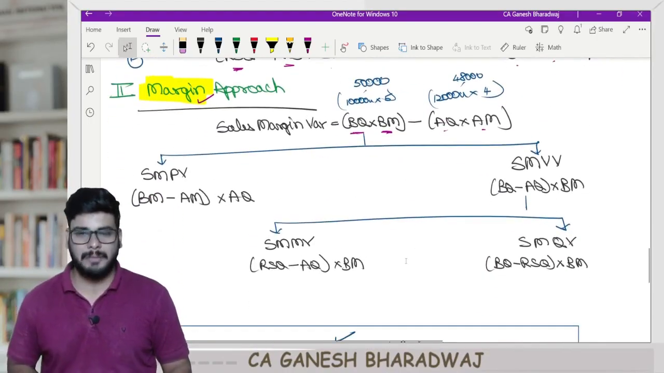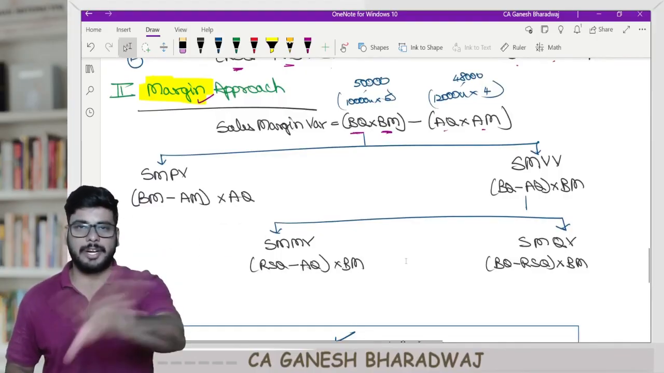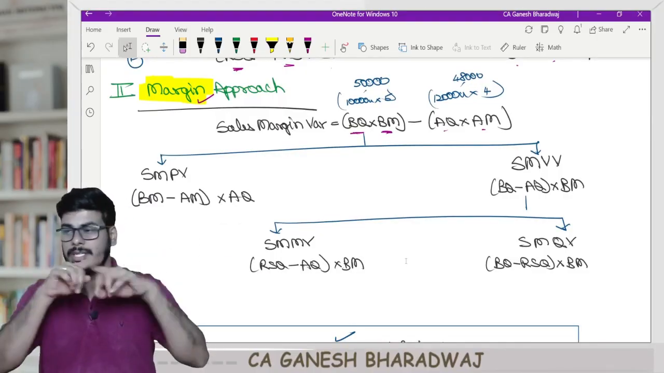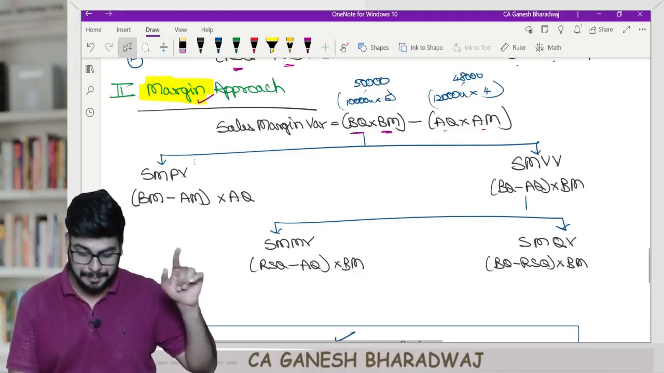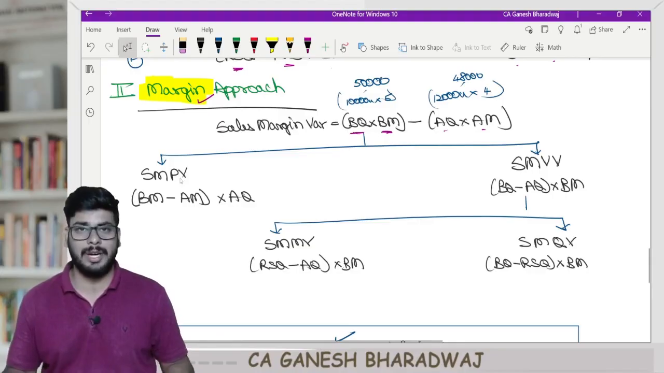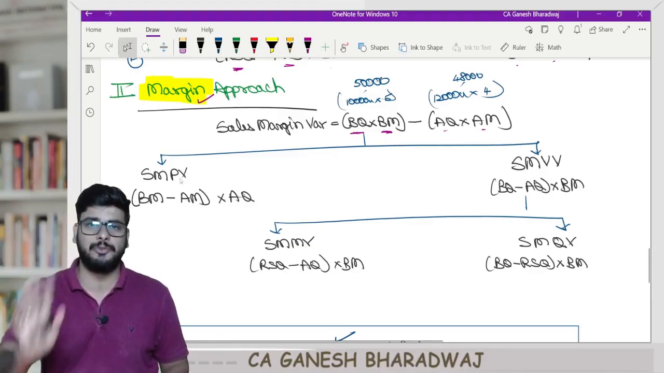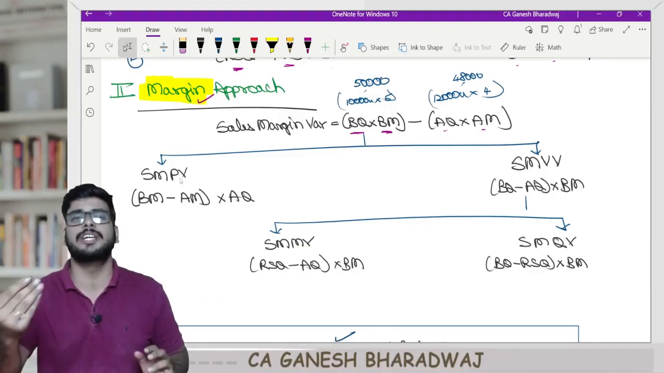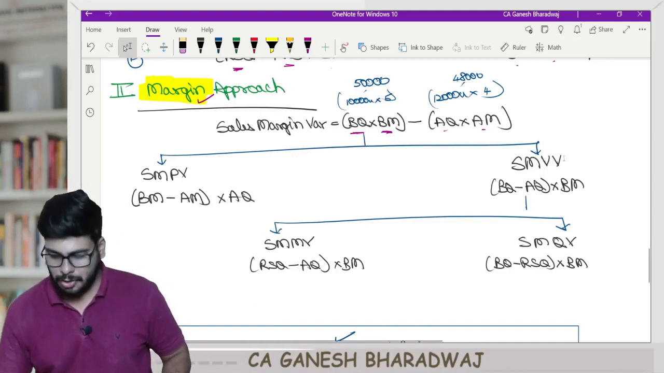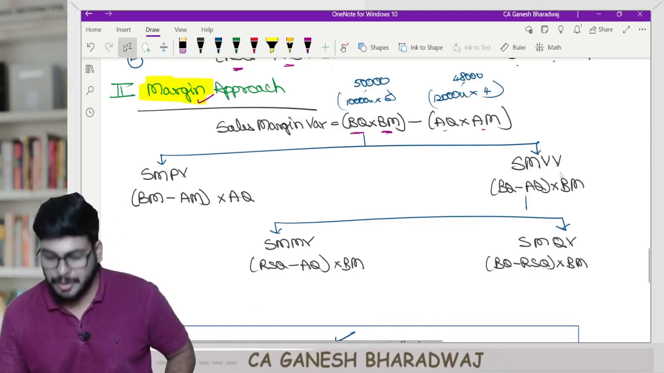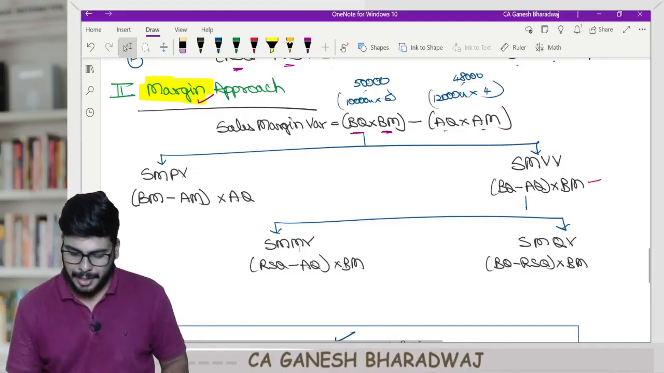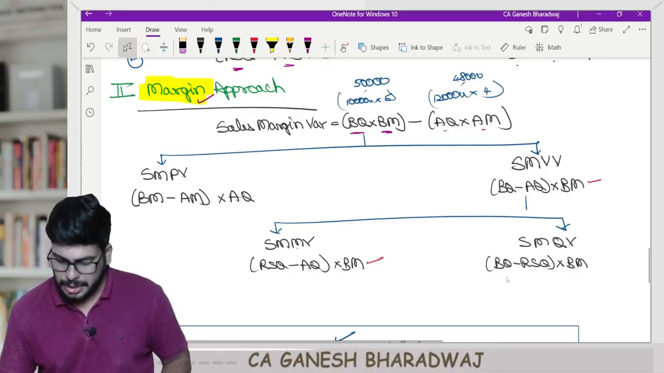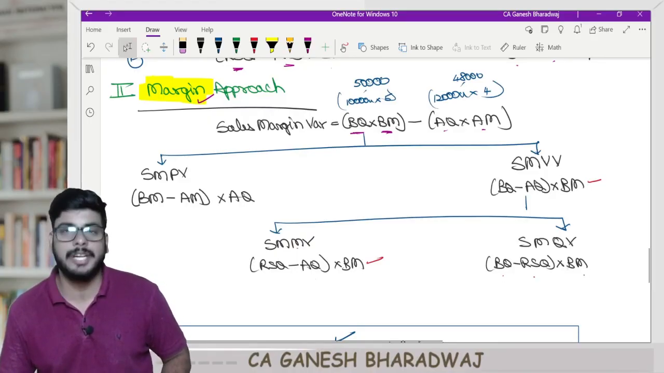So now what is your sales margin variance? It's going to be budgeted quantity into budgeted margin minus actual quantity into actual margin. Classified into two, segregated into two. Sales margin price variance. What is it? Simple. Instead of price, you put margin. Budgeted margin minus actual margin into actual quantity. On this side, it's going to be sales margin volume variance, budgeted quantity minus actual quantity into budgeted margin. Now further classified into mix and quantity variance. Revised standard quantity minus actual quantity into budgeted margin. Here it's going to be budgeted quantity minus revised standard quantity into budgeted margin.